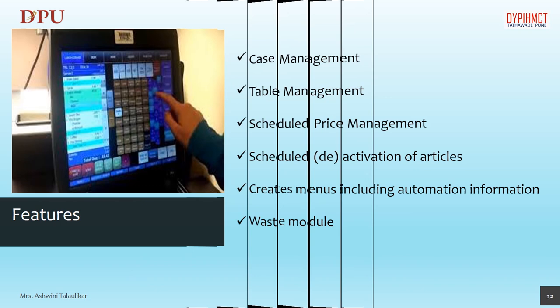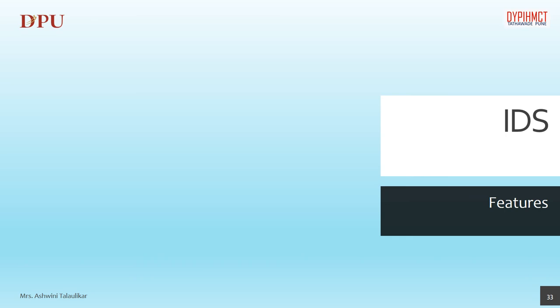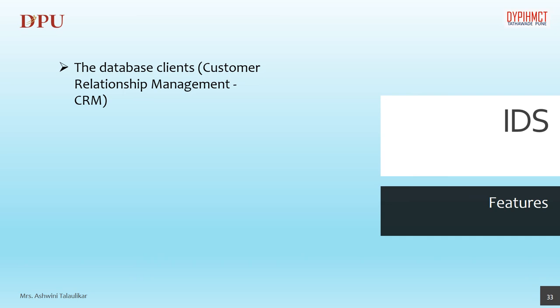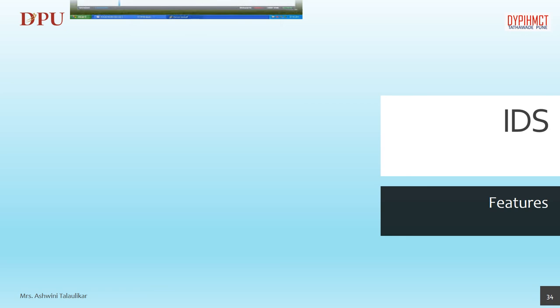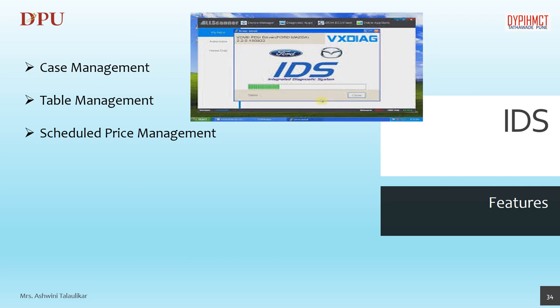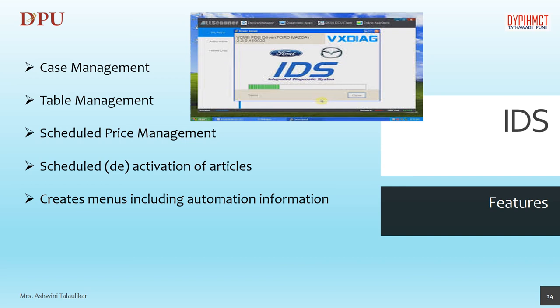We shall now discuss the features of IDS software. It includes the database clients, customer relation management, that is CRM, reservations, cashiering, conference and catering management, retail. Case management, table management, scheduled price management, scheduled deactivation of articles, creates menus including automation information and waste module.